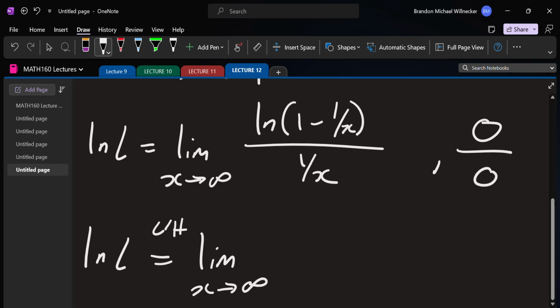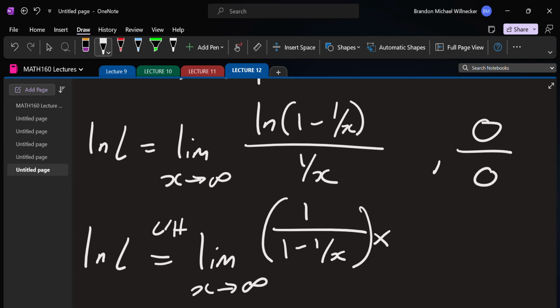Okay, so the natural log of L using L'Hopital's rule is going to be the limit as x goes to infinity. And now we can take the derivative of the top and the bottom. Now we need to be a bit careful. We've got a composition there. It's the natural log of some stuff. So it's going to be a two-step process because of the chain rule. First, we differentiate the natural log. That's 1 over the stuff inside.